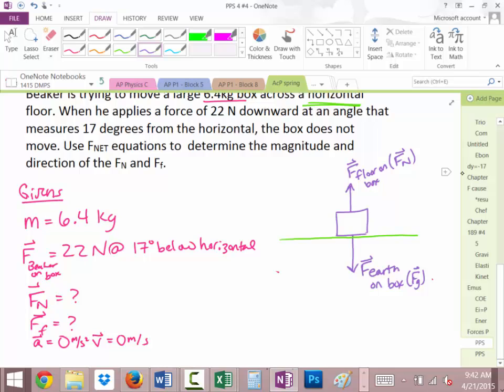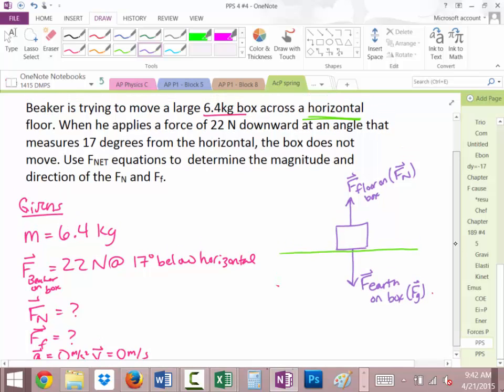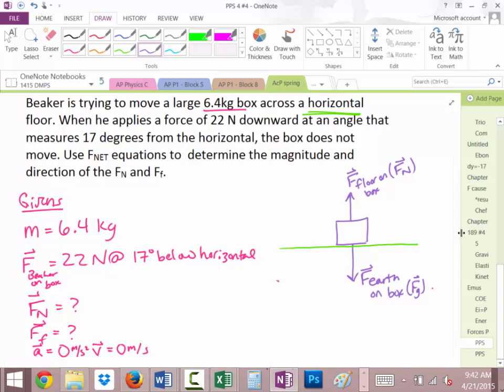What else is acting? Jake, what else you got? Beaker pushing on the box. Yeah, where is he pushing? Like up. Let's read it really carefully. I mean, you're close. So it says he applies a force of 22 newtons in what direction? 17 degrees from the horizontal, right? Up or down? Which way is he pushing? Up. Read it. What does it say? Down. Yes. So we're going to make this going down.